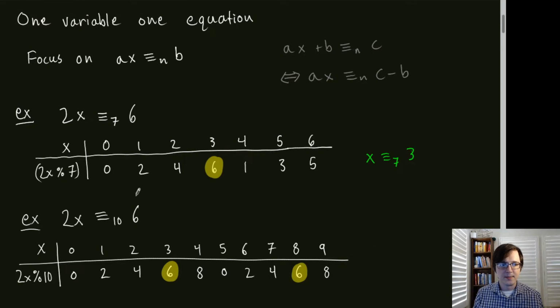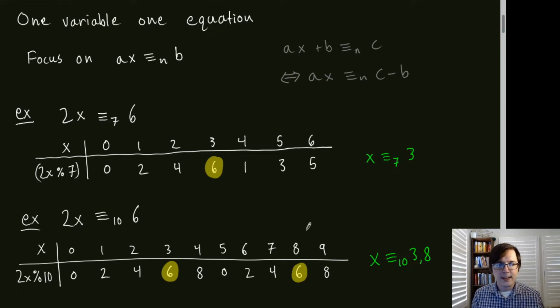Modulo 7. Now let's look at 2x is congruent to 6 mod 10. So again, we make a table 0 through 9 for all the possible residues of x. And so then 2x mod 10, we take the residue, and we have 0, 2, 4, 6, 8, 10. So 10, remember, is 0 mod 10. So then it wraps back around, and we have the same pattern again. And we can see that 6 appears twice. So modulo 10, the two solutions are 3 and 8.